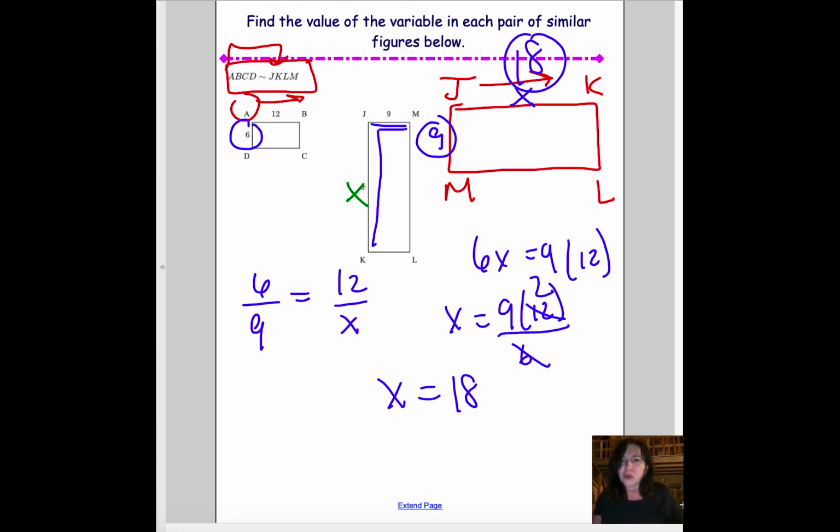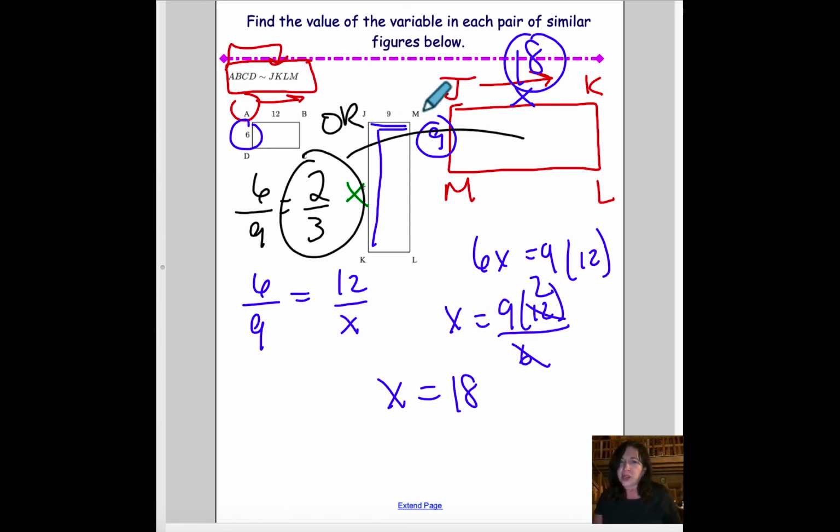If I were to ask you also for the scale factor, remember, you need to compare similar sides. So you can either say 6 is to 9, which is my scale factor, reduce that, divide by 3, is going to be 2 is to 3. Or the same scale factor is going to be, if I compare the top values, 12 is to 18, and that also will reduce by 6 to 2 to 3.